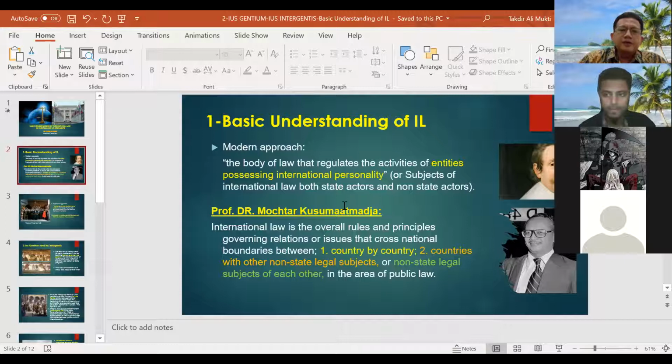Okay, the approach in these international law studies is the modern approach. It means that the actors are not only state and state or government and government, but all entities possessing international personality. What is the meaning of international personality?